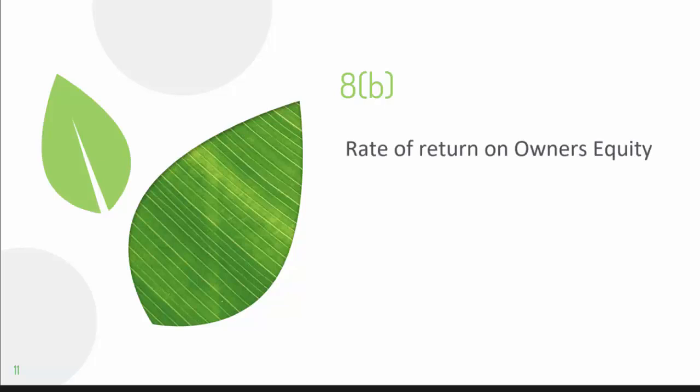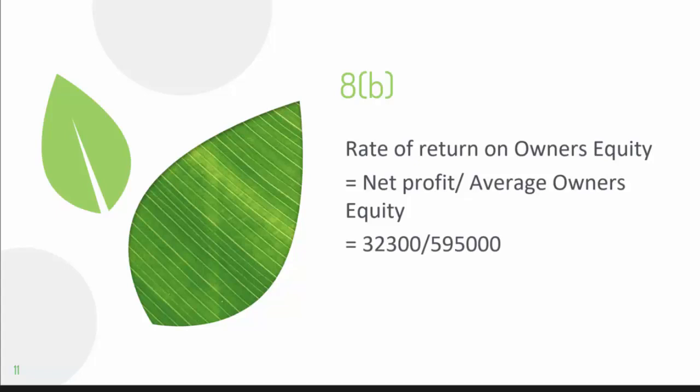8b, talking about the rate of return on owner's equity. We've done that once before. In this instance, we were given this information, and I think in terms of the average owner's equity, we had to calculate the average owner's equity based on information that was given, which was 580,000 plus 610,000 divided by 2. So the average is obviously 595. So that's the average that I calculated there. Do your calculations, and we get 5.43%.